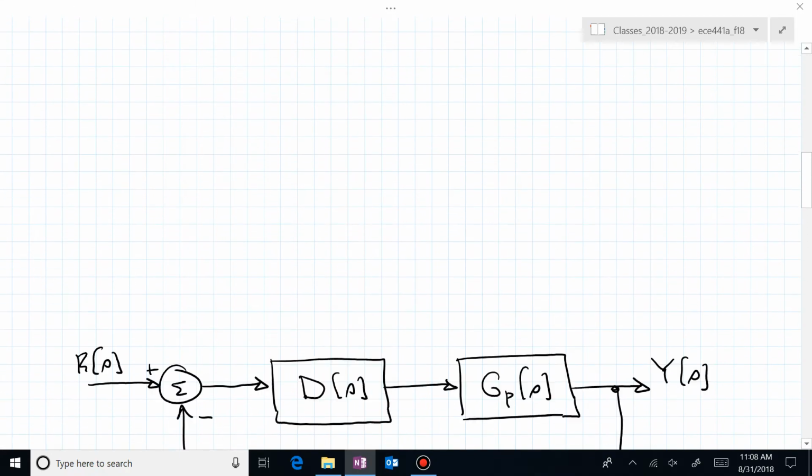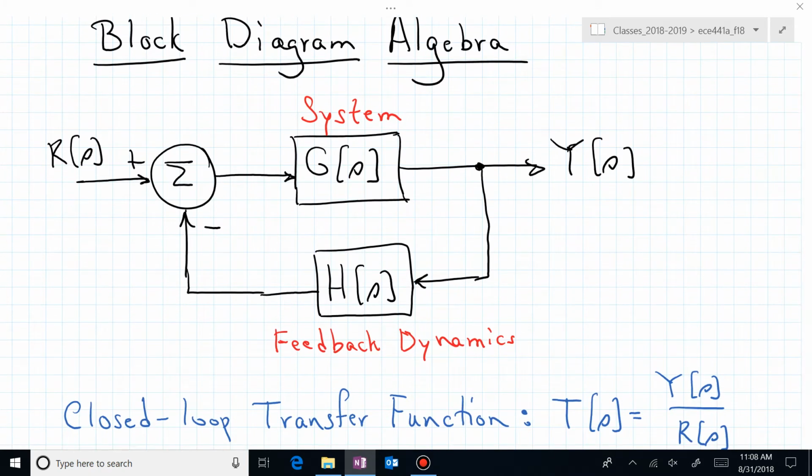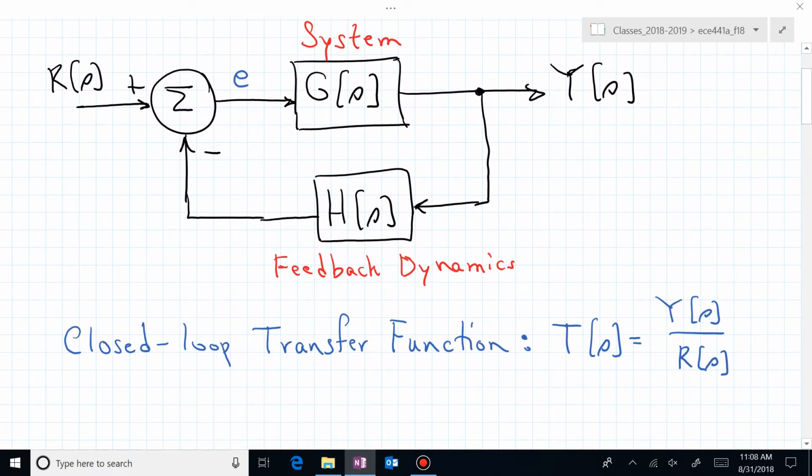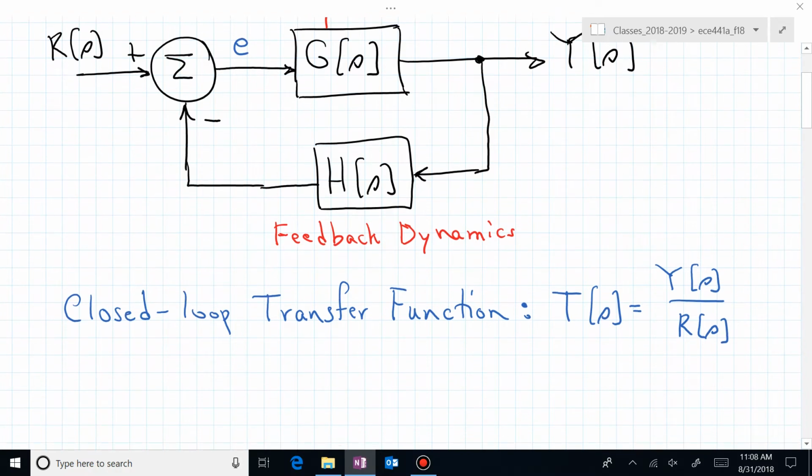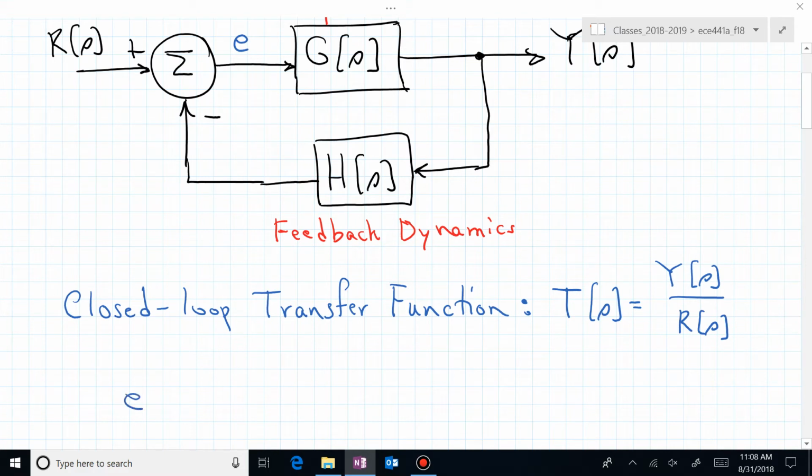It may not be necessary in this case, but in general I like to simply start these kinds of problems by labeling the output of my summing junctions. Here we only have the one summing junction. Let's just go ahead and call it a lowercase e, just so that we know that we really need to get rid of that in our expression for R and Y in this configuration. We can now write E, and this is a Laplace transform of a signal, is equal to R minus H of S Y.